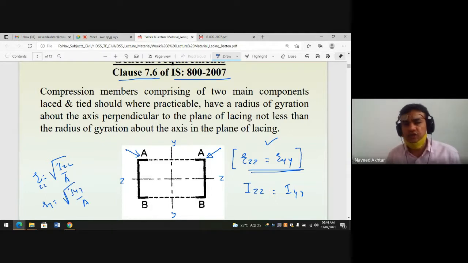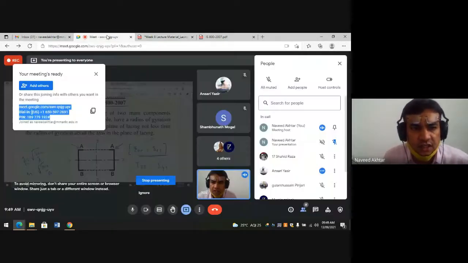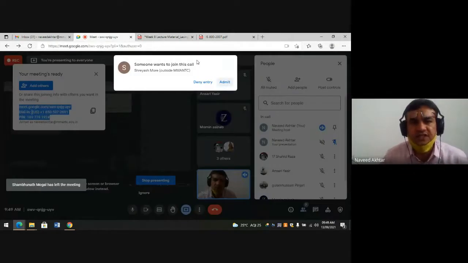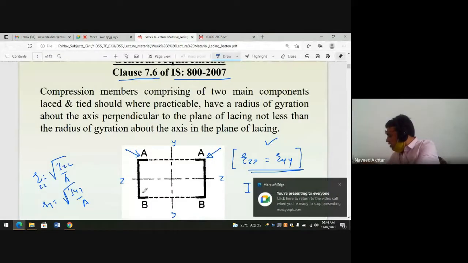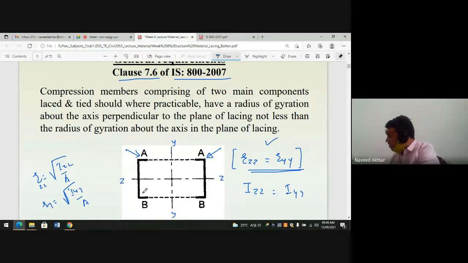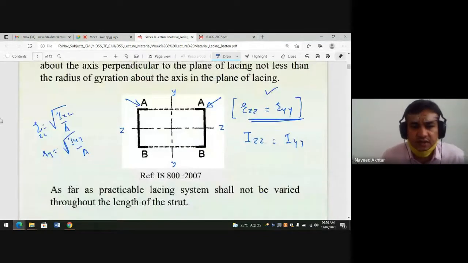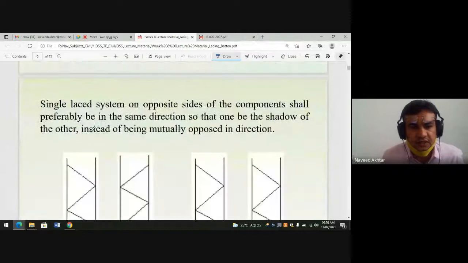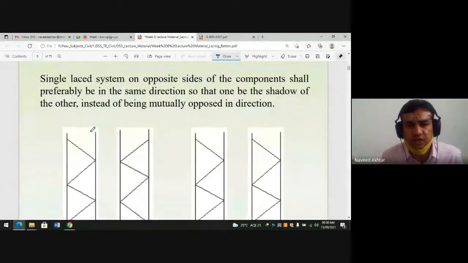Okay, so you have to calculate the radius of gyration about both axes such that RZZ is equal to RYY. That is the main thing. Then single lacing system on opposite sides of the main component shall be preferred in the same direction.